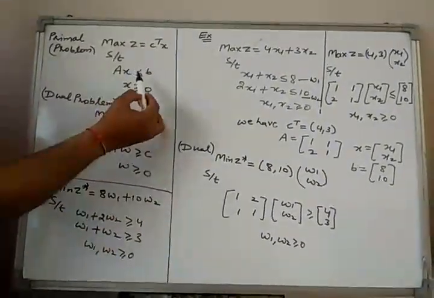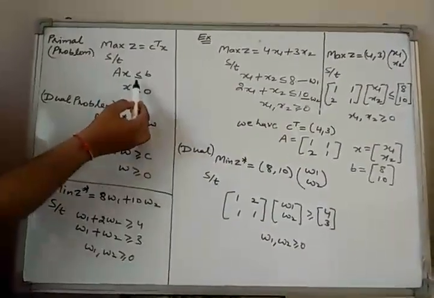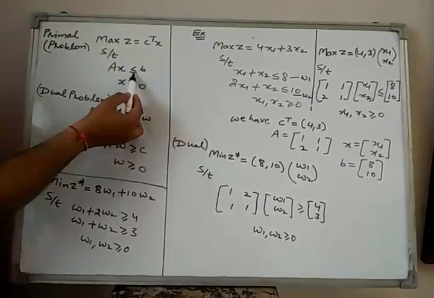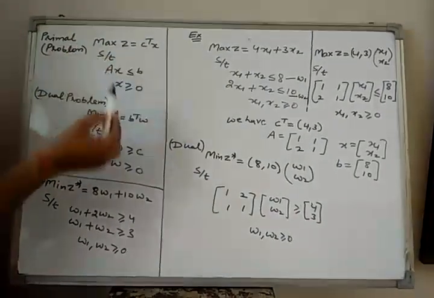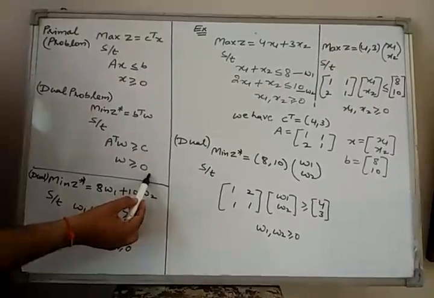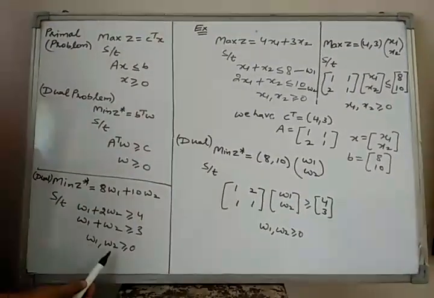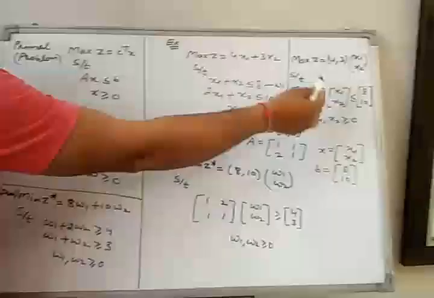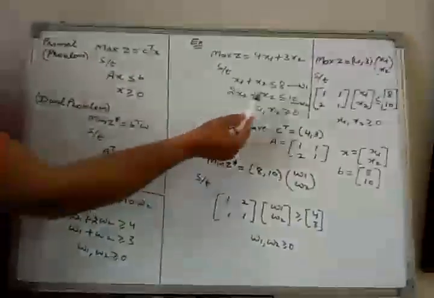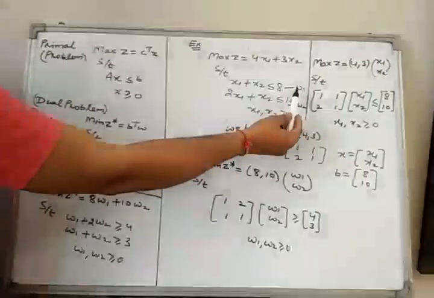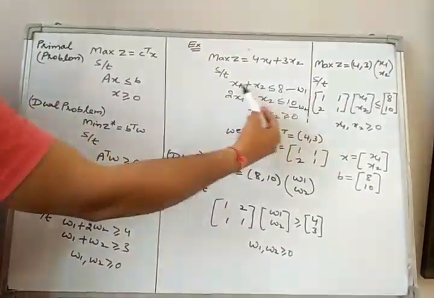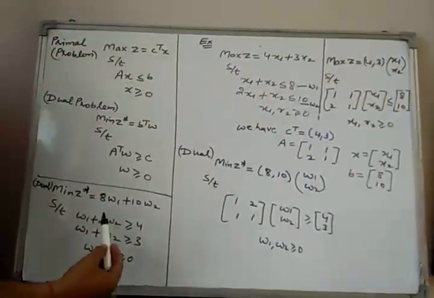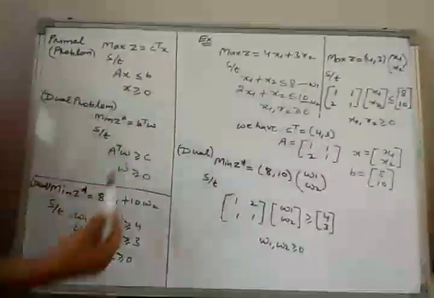And as inequalities are less than equal to type in primal problem, then dual variables are always greater than equal to 0. Therefore, w1, w2 greater than equal to 0. Either we make dual by going through this process, or we make dual by directly importing dual variables corresponding to the primal constraints, and then we write dual directly as I have discussed earlier.